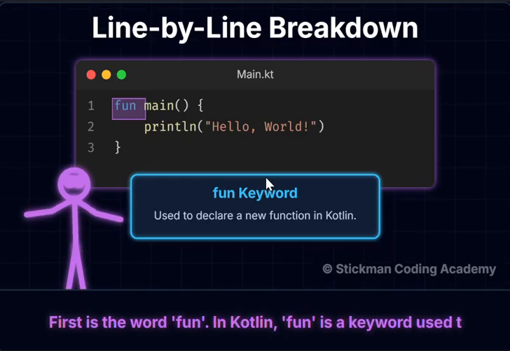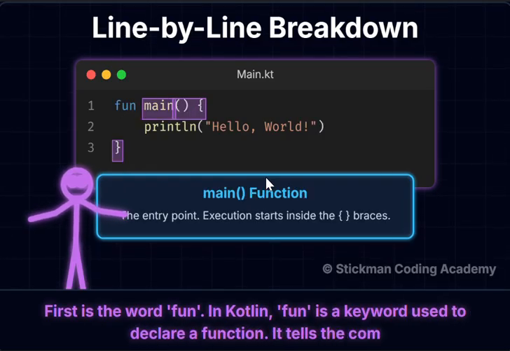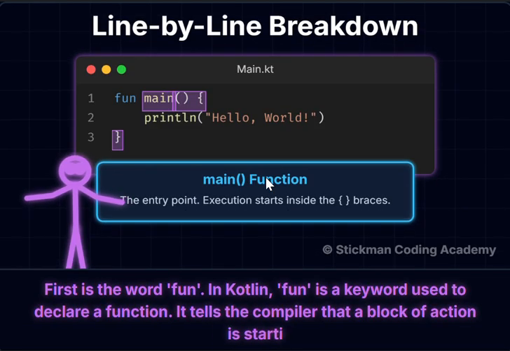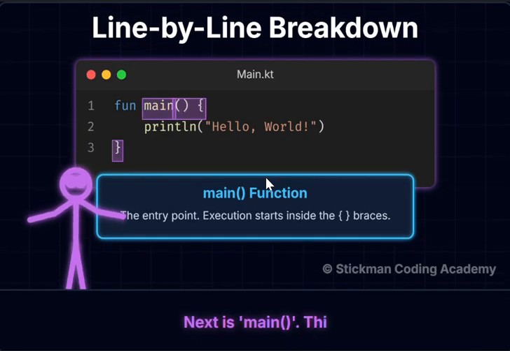First is the word fun. In Kotlin, fun is a keyword used to declare a function. It tells the compiler that a block of action is starting.